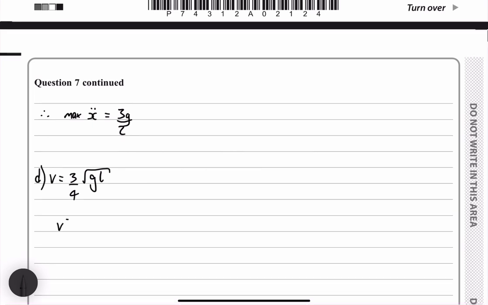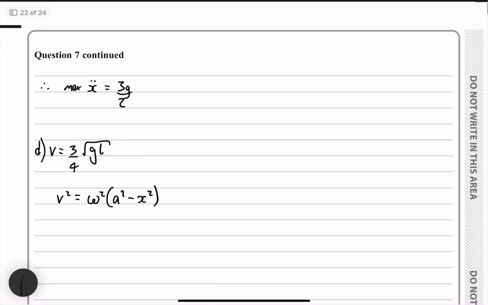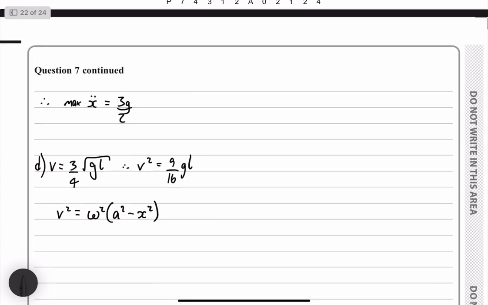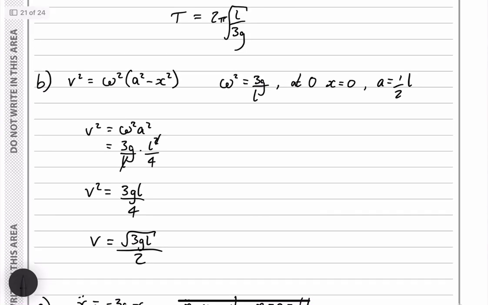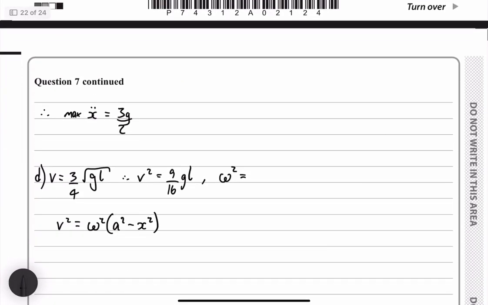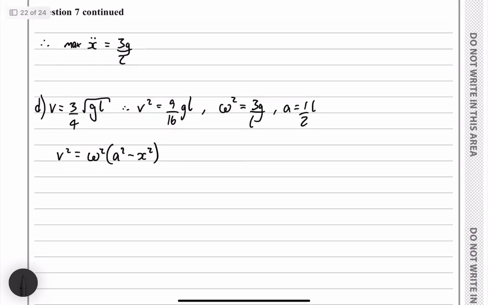First, let me go back to v squared equals omega squared times (a squared minus x squared), and we know v, therefore v squared is 9/16 gL. I can put that in here. I also know omega squared, 3g over L, and A is equal to 1/2 L. This will tell us where it happens, and then I can work on when after that.